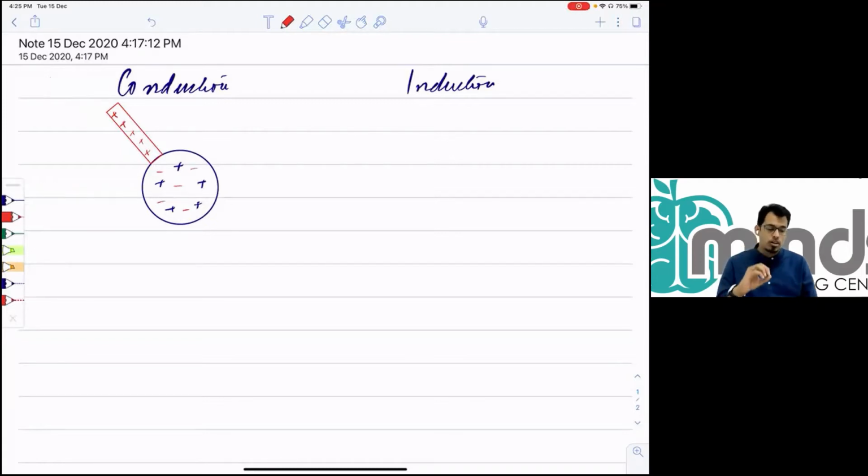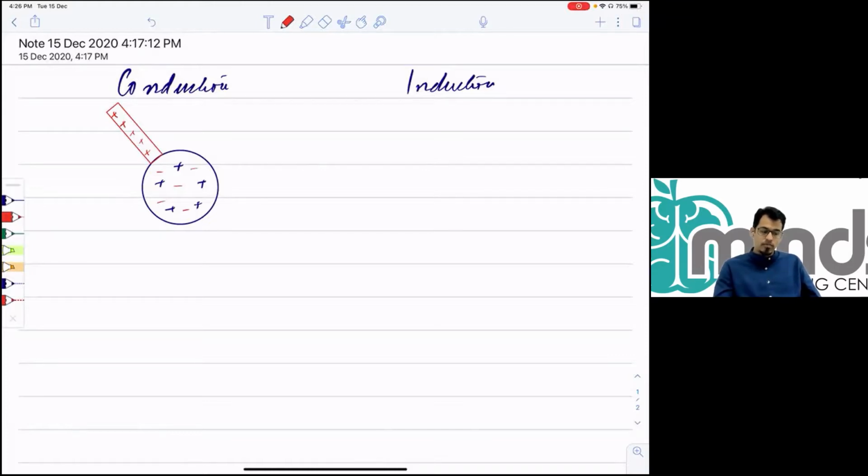What I did, I bring this rod in contact with the sphere. Charges always travel from higher concentration to lower concentration. You are in your A2 level, you can understand one thing very easily. Positive charge always travels from higher potential to lower potential, and negative charge always travels from lower potential to higher potential. Do you agree? That positive charge always travels from high to low potential, and negative charge always travels from low to high potential.